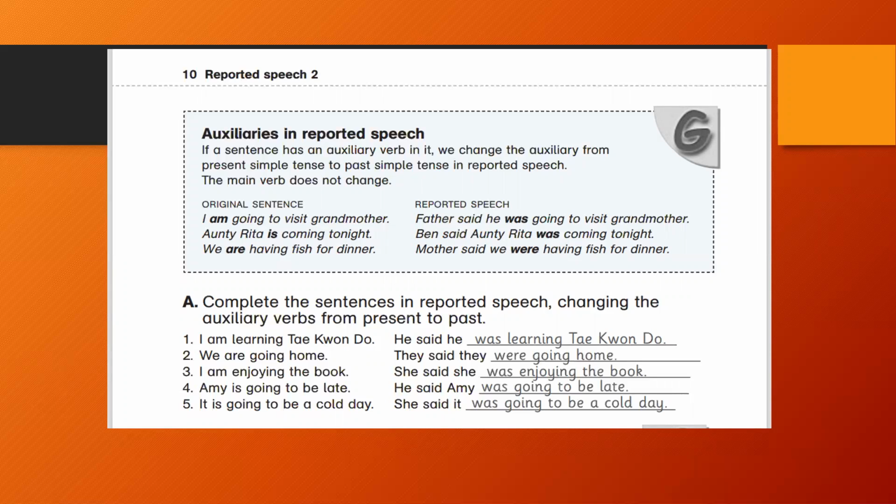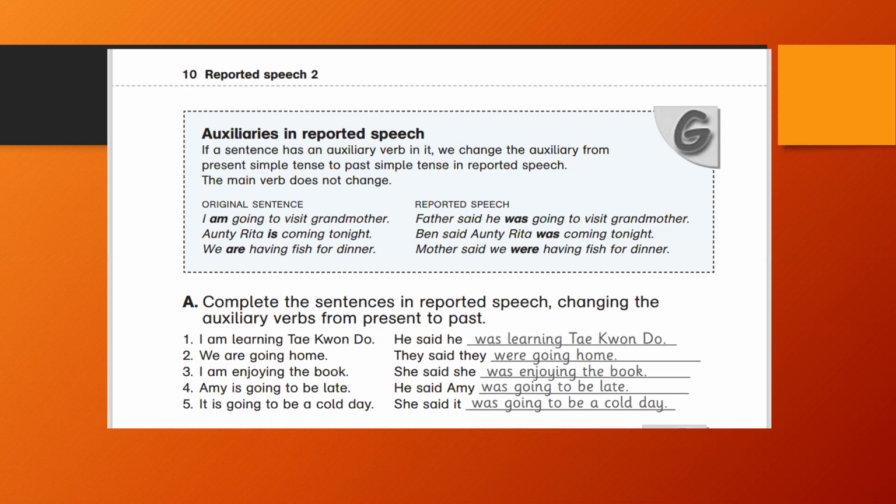Now look at the original sentences here. I am going to visit grandmother. Father said he was going to visit grandmother. Now instead of I am, we have changed the helping verb to he was. Auntie Rita is coming tonight. Ben said Auntie Rita was coming tonight. Instead of is, we are using was. We are having fish for dinner. Mother said we were having fish for dinner.